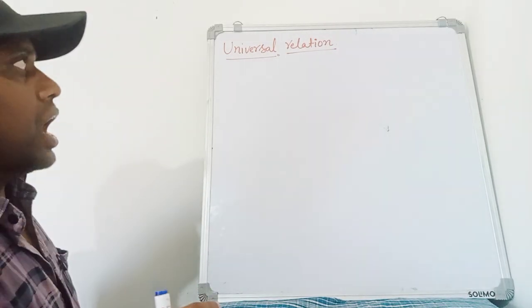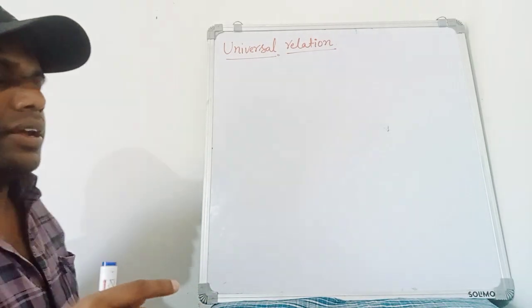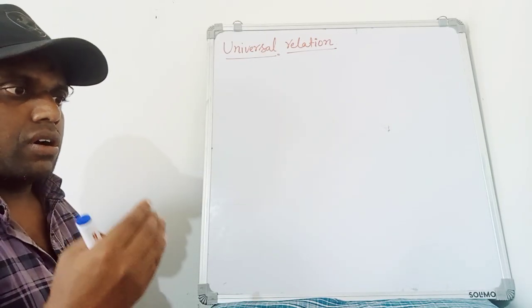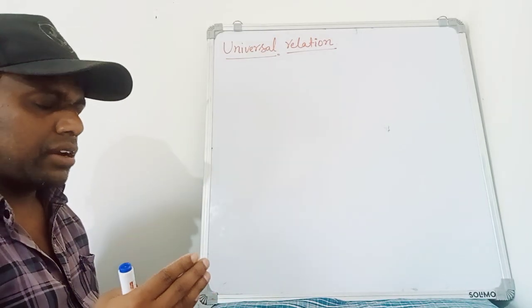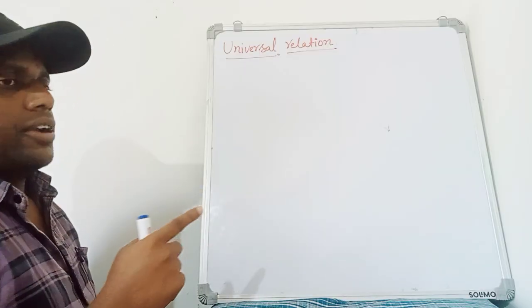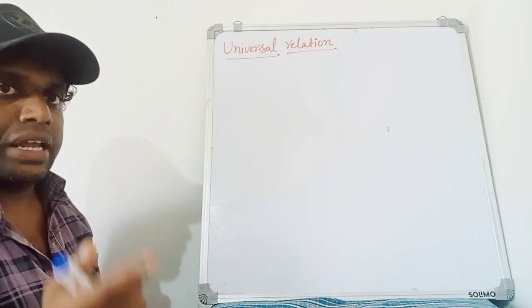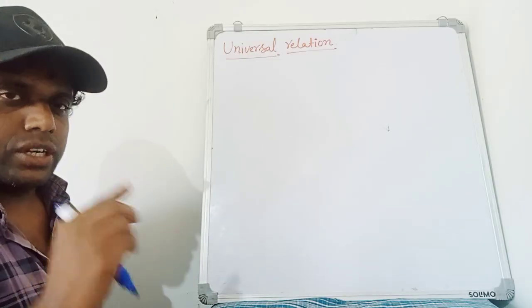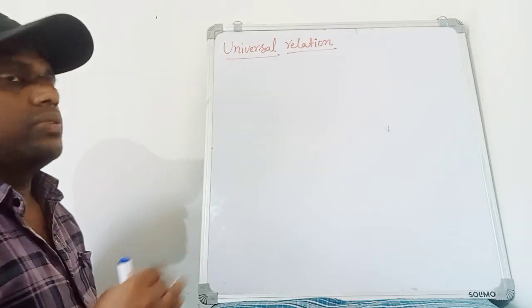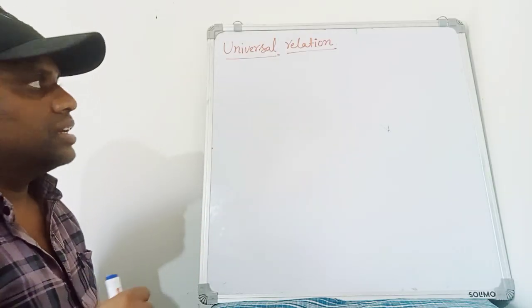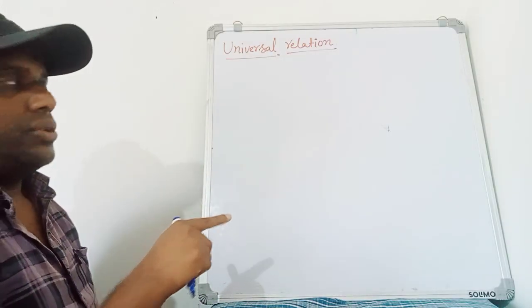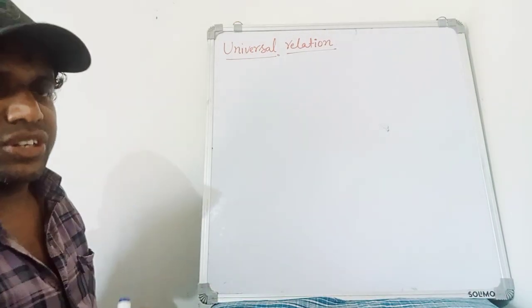In a video, I have explained in detail the introduction of relation, its mathematical representation, and also what is empty relation. I've already explained that, so if you want, you can check that video. It comes on the top of the screen. Okay. Now, the continuation of that video: universal relation.